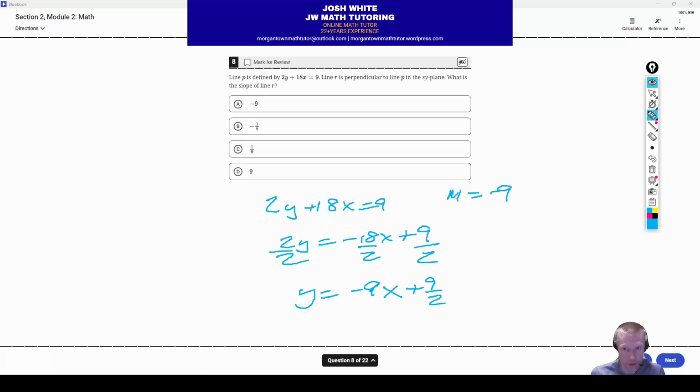Line R is perpendicular to it. So the slope of the perpendicular line is going to be the opposite reciprocal. So that means we flip the negative 9 to the bottom, and then we also take the opposite of it. So it will now turn positive. So the slope of the perpendicular line will be positive 1/9. Correct answer for this one is letter C. Nothing more that you need to do for that problem.